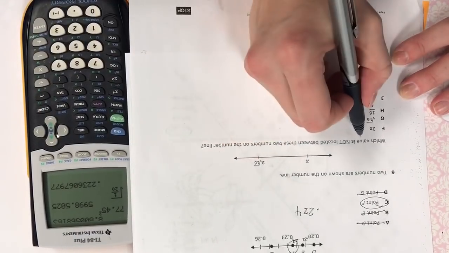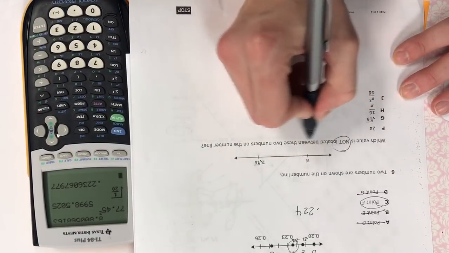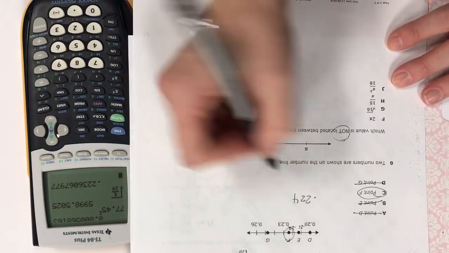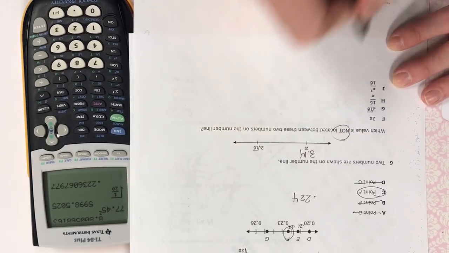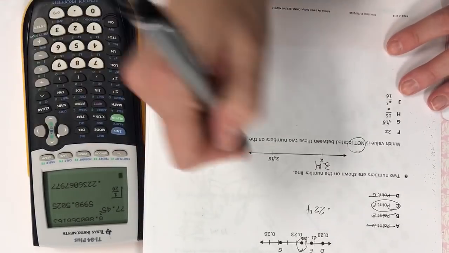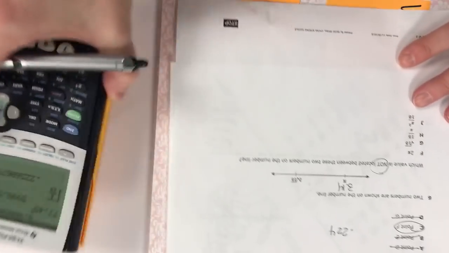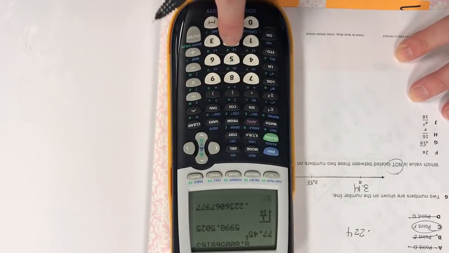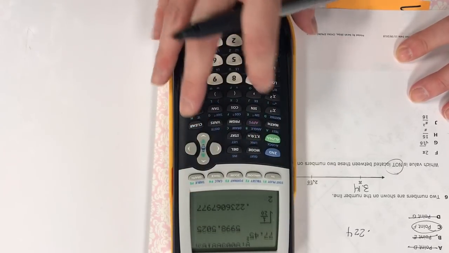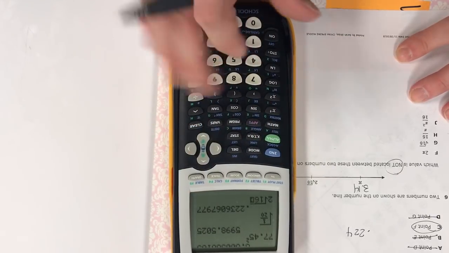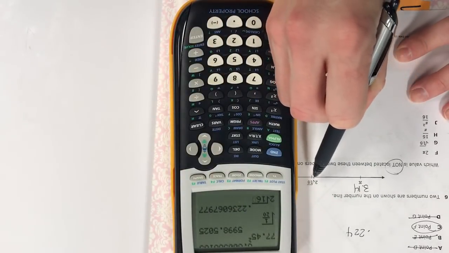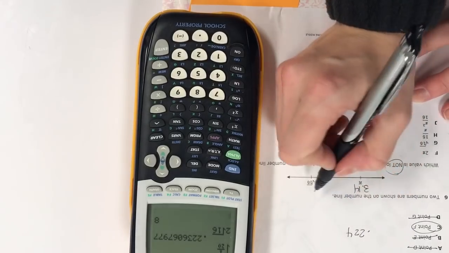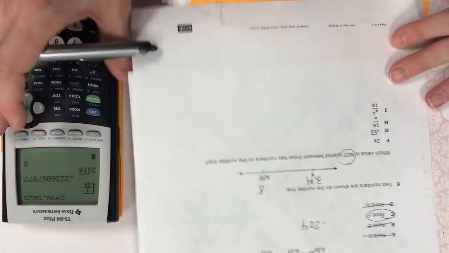Two numbers are shown on the number line. Which value is not located between these two numbers? So let's figure out what these two numbers are. So pi, you guys know, 3.14. And 2 square root of 16. When you see this, what it is wanting you to do is basically multiplying those two things together. It wants you to put it in the calculator exactly like you see it. So 2 square root of 16, I'm putting in the calculator exactly like that to see what number it is. And it's 8. Look at that.